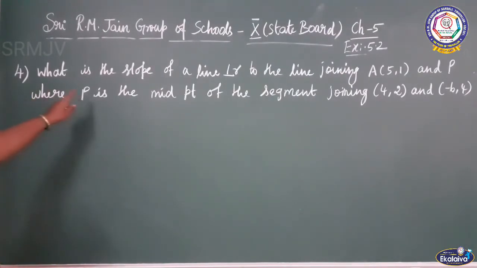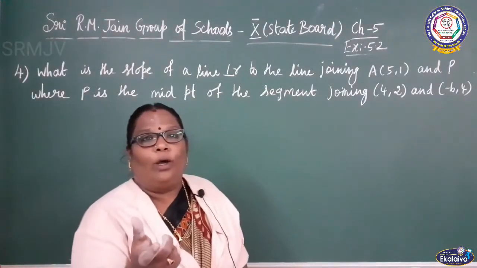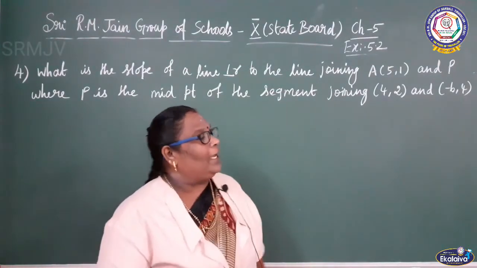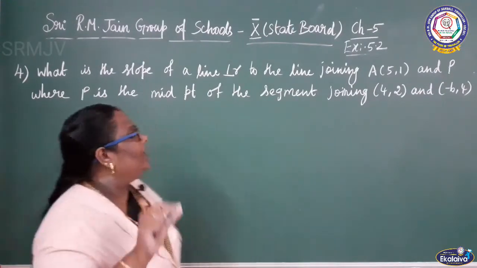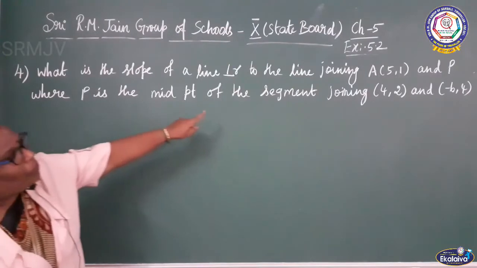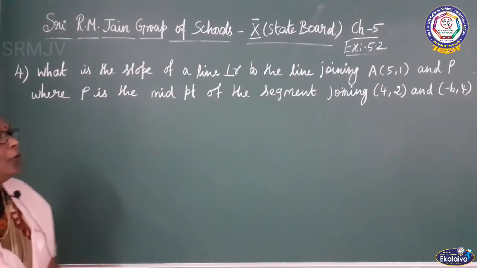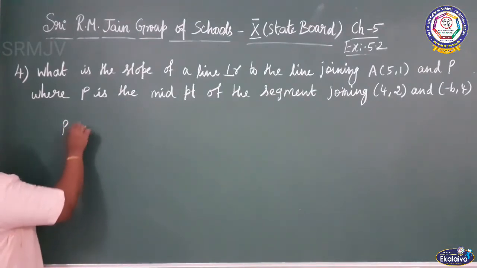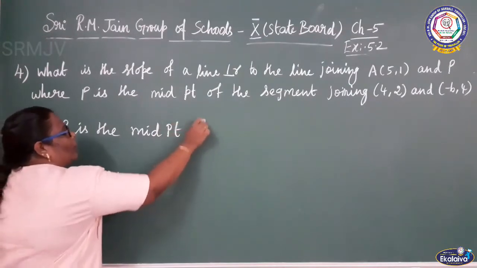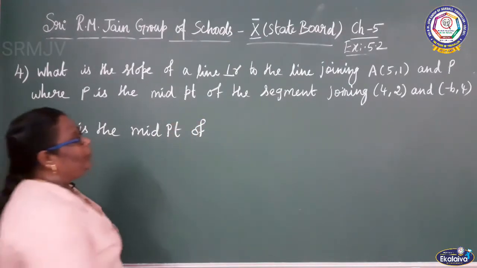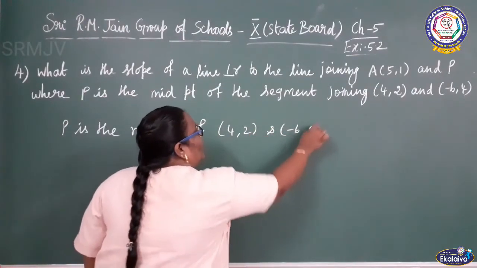See the fourth sum. What is the slope of the line perpendicular to the line joining the two points? What are the points they have given? A (5, 1) and P. But we should find out the value of P. See, P is the midpoint of the segment joining (4, 2) and (minus 6, 4). What are the two points they have given in the question? 4, 2 and minus 6, 4.